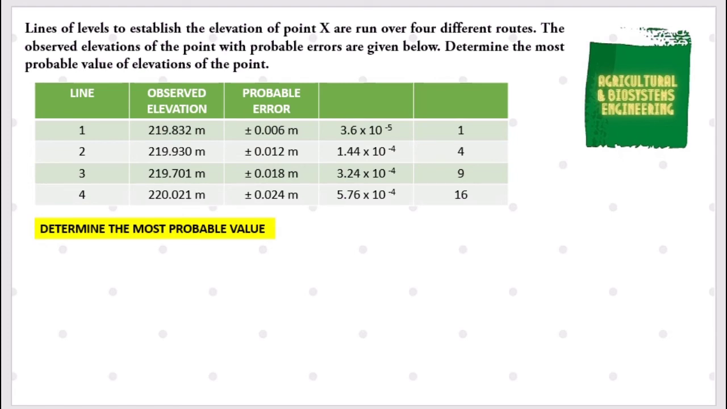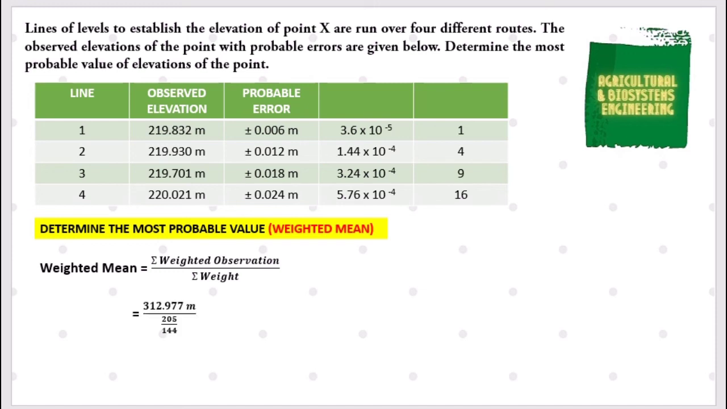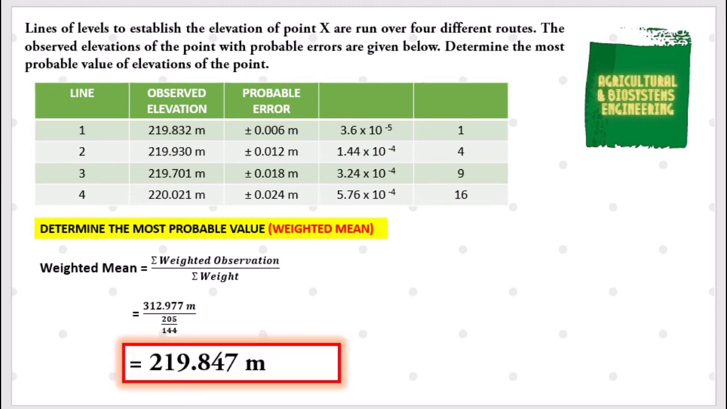Our final step is to solve for the value of our most probable value. We know that the most probable value is just the same as our weighted mean. Now, to solve for the most probable value or the weighted mean, we simply use the formula, summation of our weighted observation all over the summation of the weights. A while ago, we already solved the values of each of these. So what we need is to simply use direct substitution. We now have 312.977 meters all over 205 divided by 144. We simply solve, and the answer for our most probable value is 219.847 meters. That is now the solution for our problem.